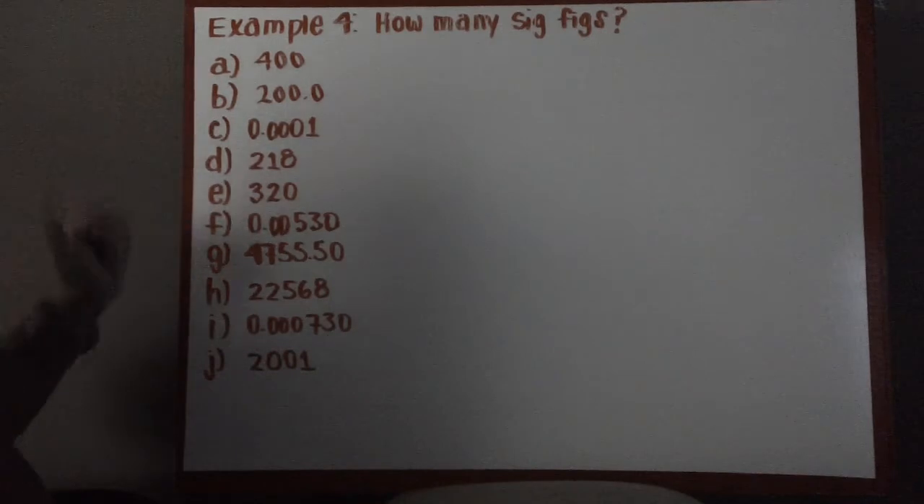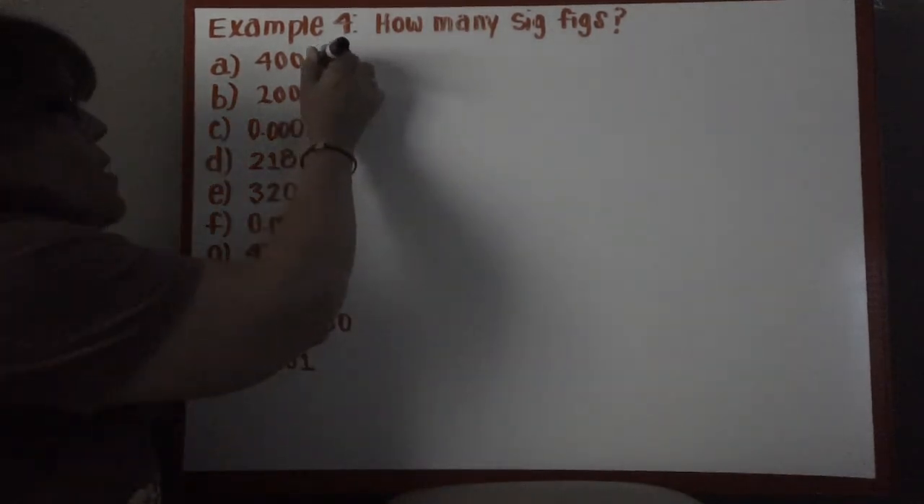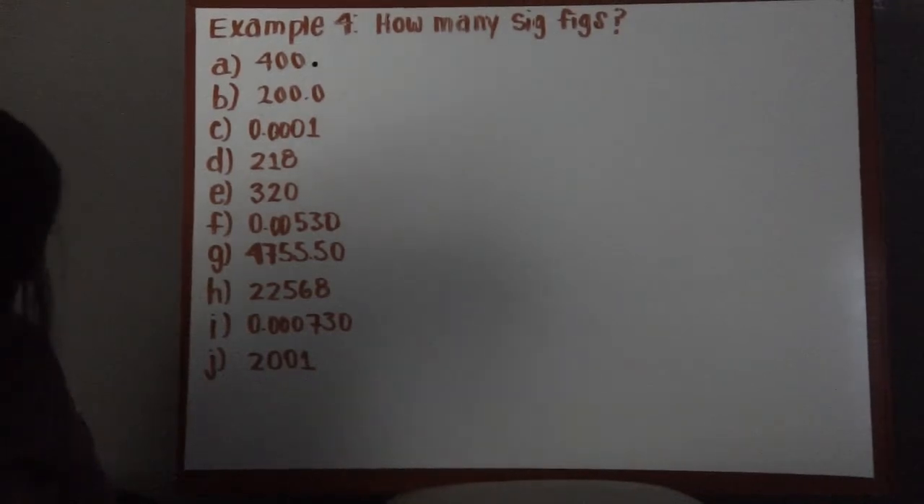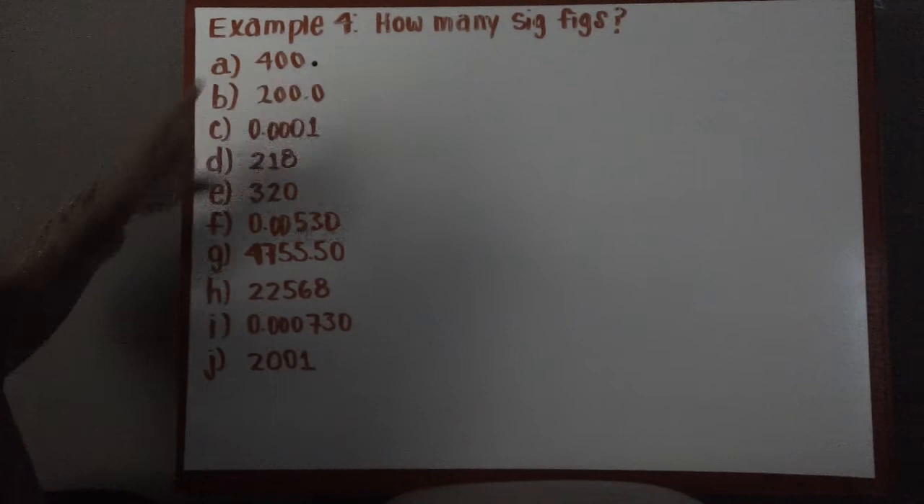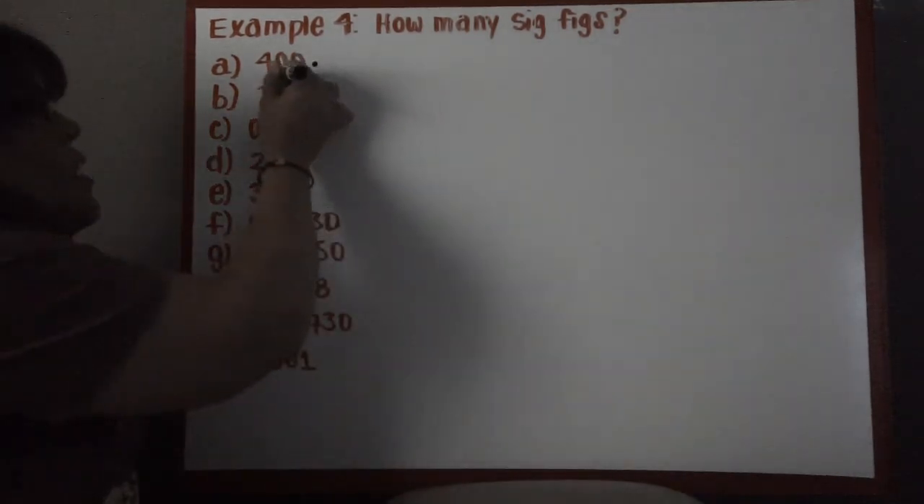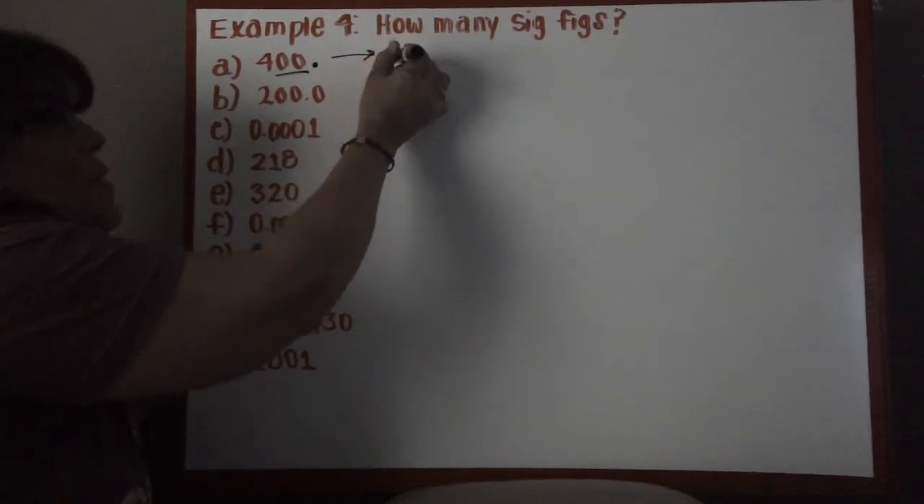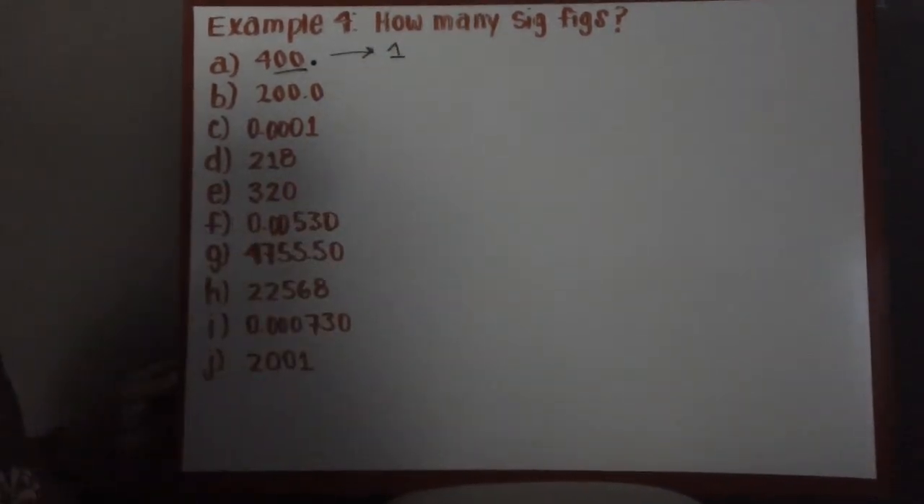Okay, so here, the decimal place would be right here. So now we're looking at rule number 3, that the zeros to the left of the digit are not significant. So we're talking about these two zeros. In this case, it only has one significant digit.